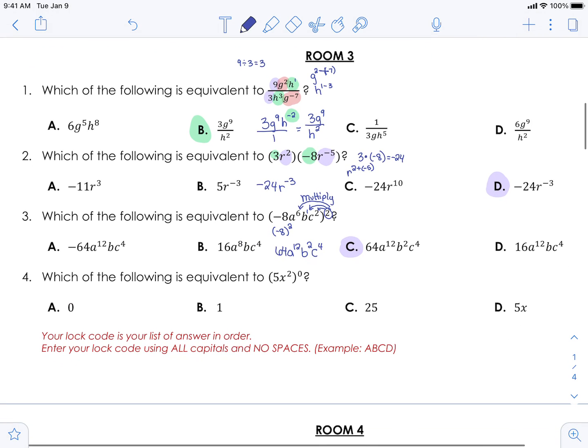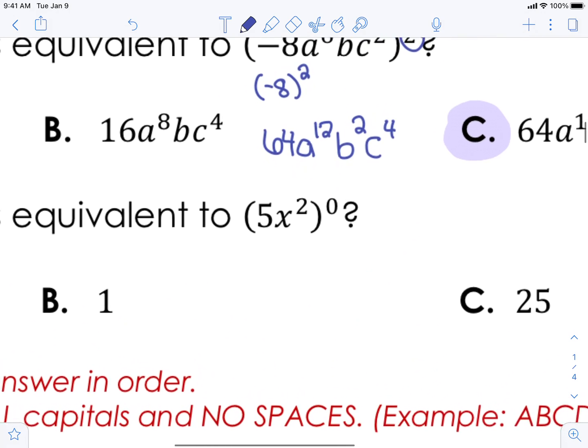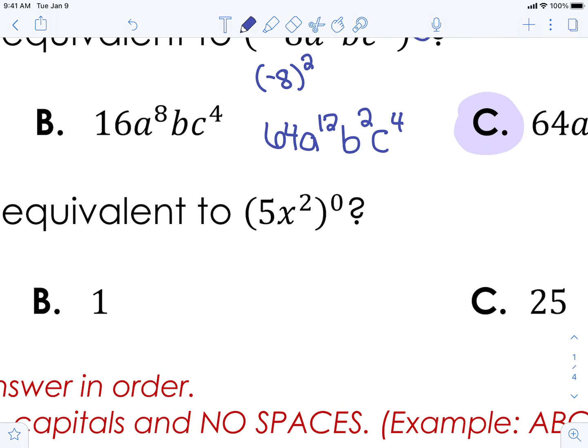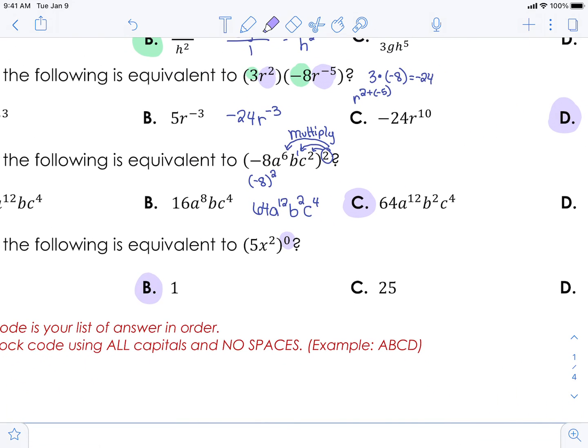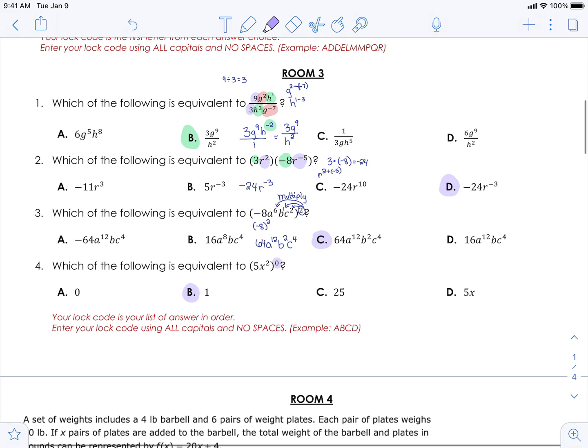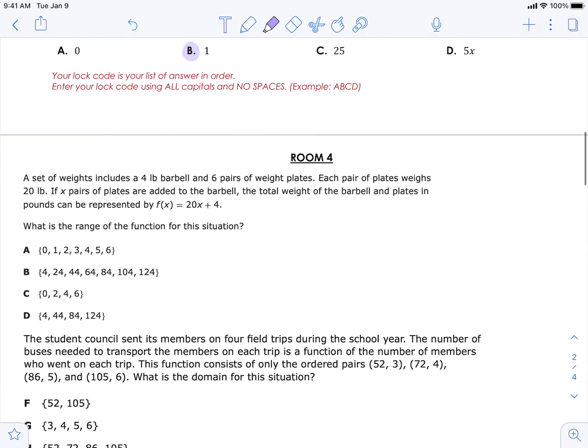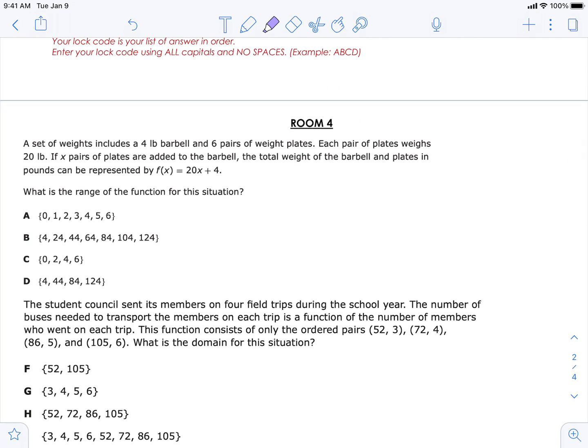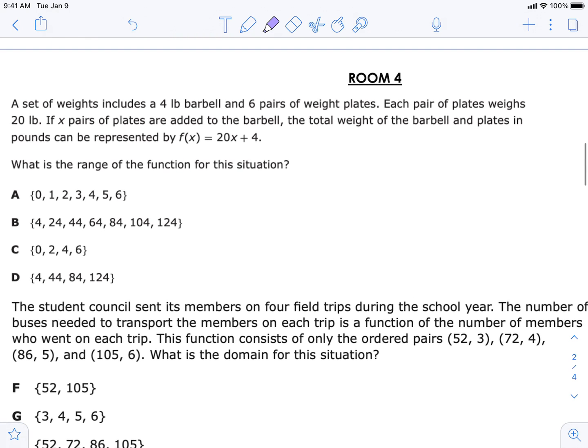Okay, looking at number 4 again, which is equivalent to, I have 5x squared in parentheses all to the 0 power. Remember, anything to the 0 power is automatically 1. Just 1, that's it.